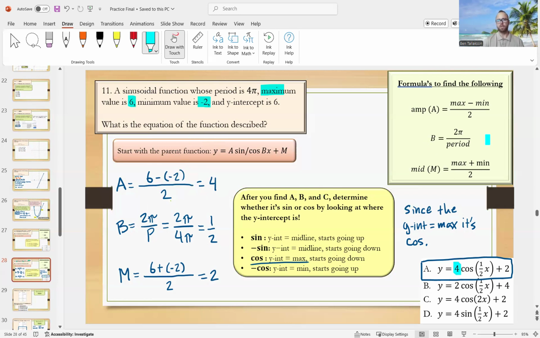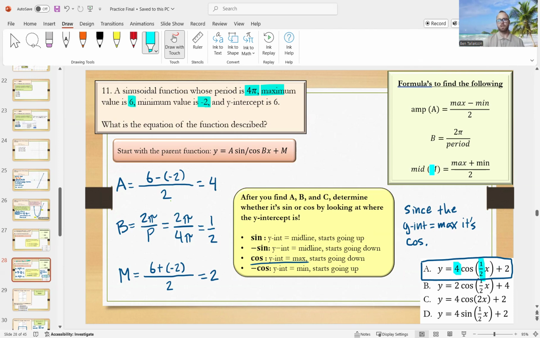B, formula, 2 pi over period. They tell us the period, 4 pi. How nice of them. 2 pi over 4 pi. 2 goes into 2 once and 4 twice. Pi goes into pi once and pi once. So those become 1. The 2 becomes a 1 and 4 becomes a 2. So we only have 1/2 for B. There it is.